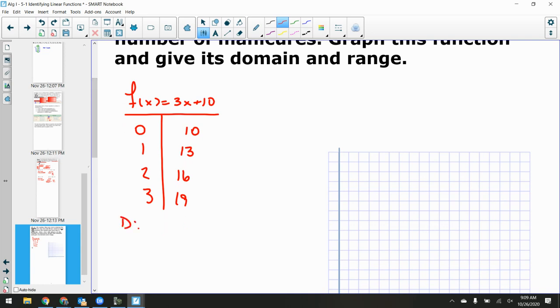Now let's talk about the domain and range before I start to graph it. The domain, I couldn't have negative numbers, right? So we're going to say x is greater than or equal to 0. I could have 0, right? So it could be equal to. My range, well, where does y start at? Does y start at 0? 10.